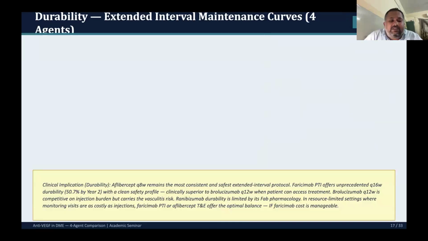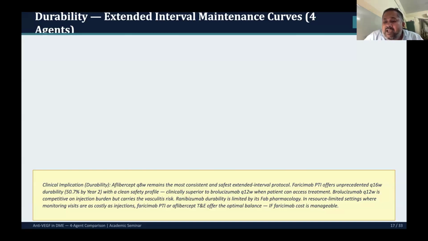So one important thing that we have to understand is the clinical implication in terms of durability. Aflibercept Q8 remains the most consistent and safest extended interval protocol. Faricimab post-treatment interval offers unprecedented Q16-week durability in 50.7% of patients by year two. We can achieve Q16 in 50% of the patients or more by year two, with a clean safety profile, which is clinically superior to brolucizumab Q12 when the patient can access treatment.